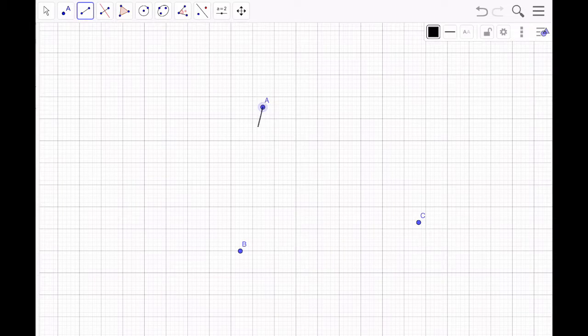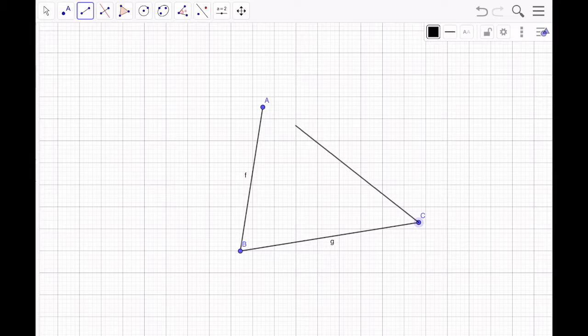So I'll take point A and let me connect it to point B. Let me draw a line from B and connect it to point C. And let me take a line from point C and connect it to point A. Okay, so what we have here is a triangle A, B and C.